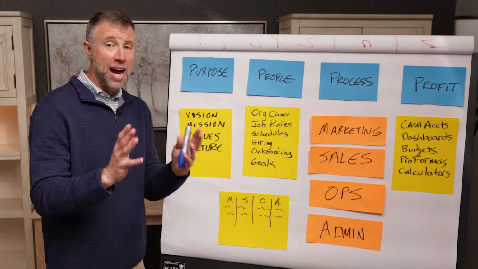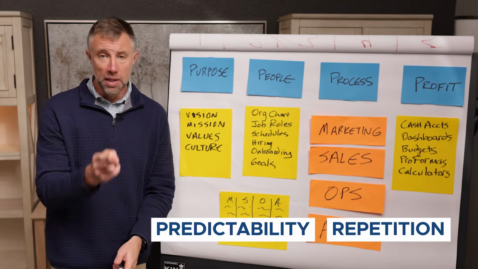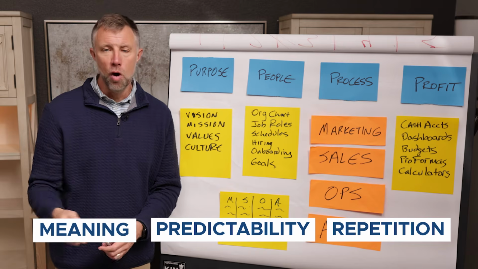MDT. And then we're going to do another acronym, RPM. Okay, we're going to map, document, and train with repetition, predictability, and meaning. Do it over and over and over again.